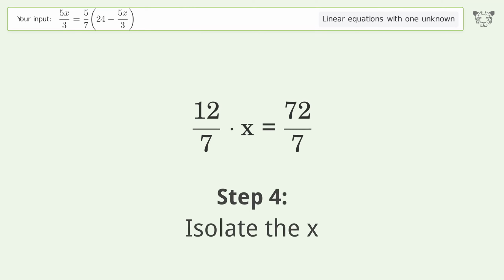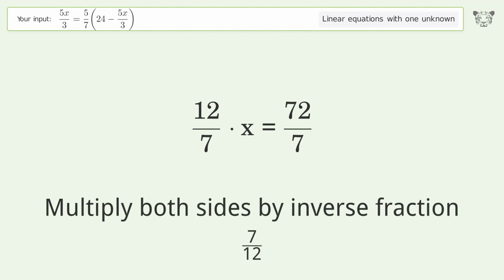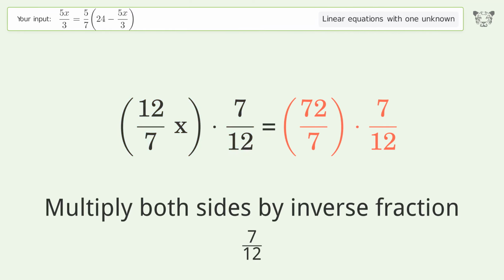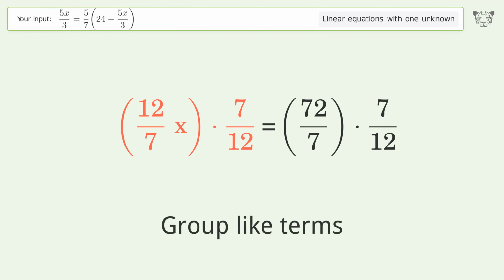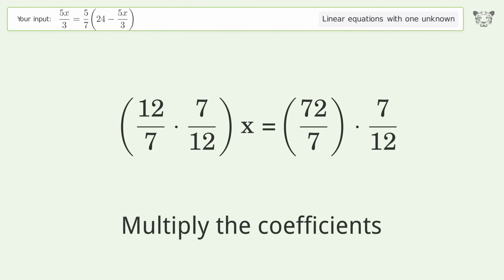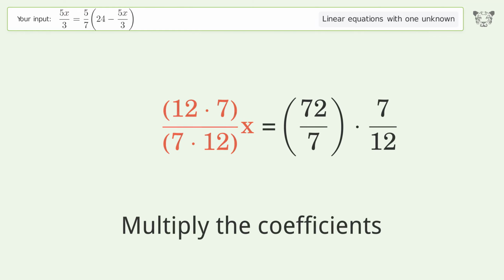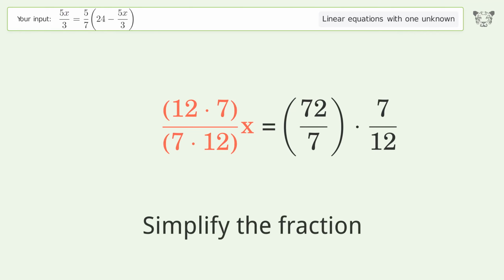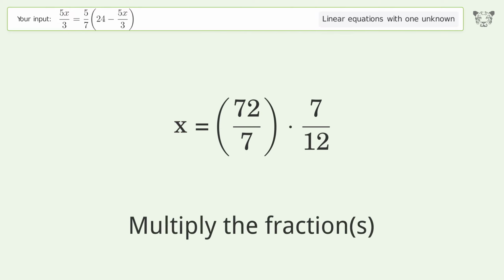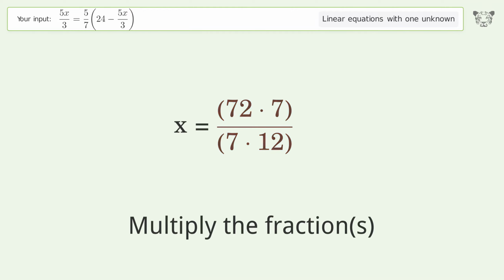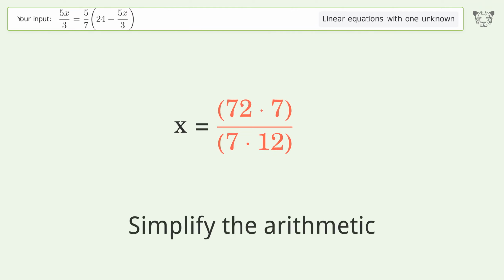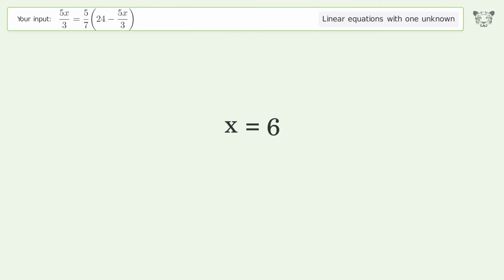Isolate the x. Multiply both sides by inverse fraction 7/12. Group like terms. Multiply the coefficients. Simplify the fraction. Multiply the fractions. Simplify the arithmetic. And so the final result is x equals 6.